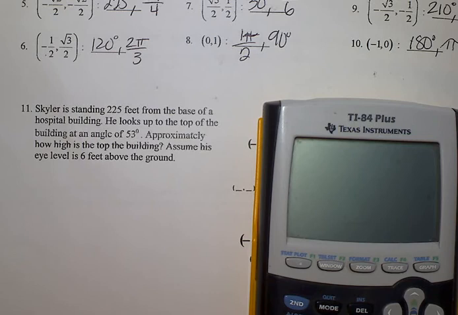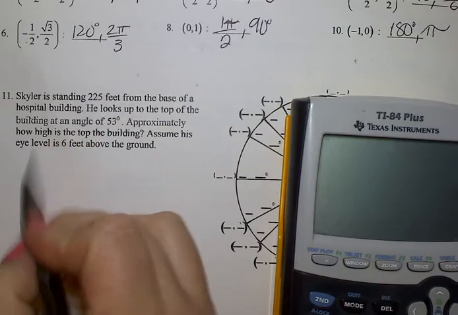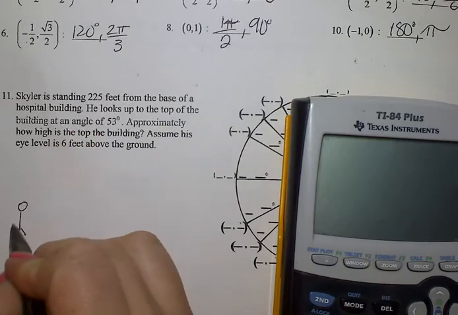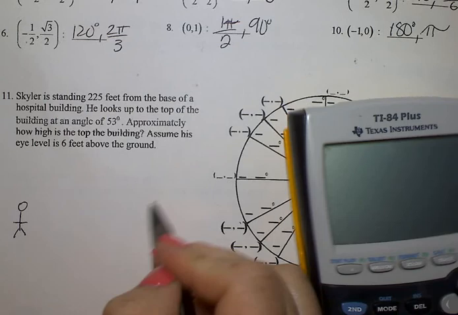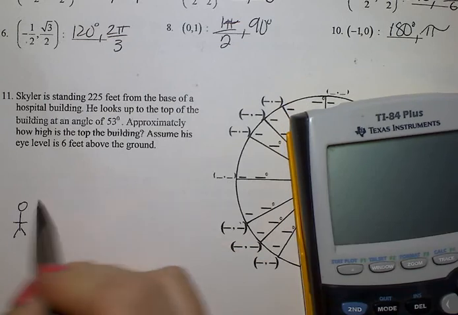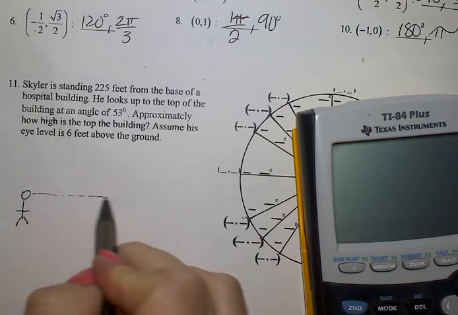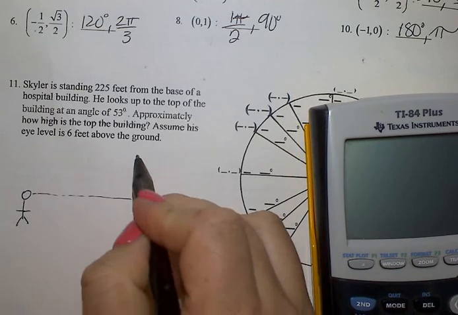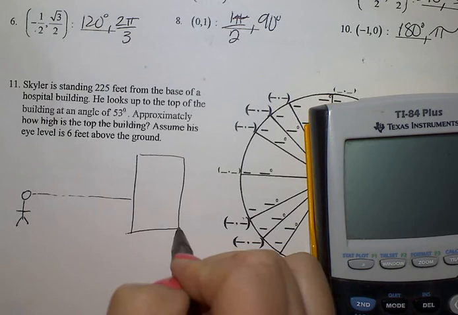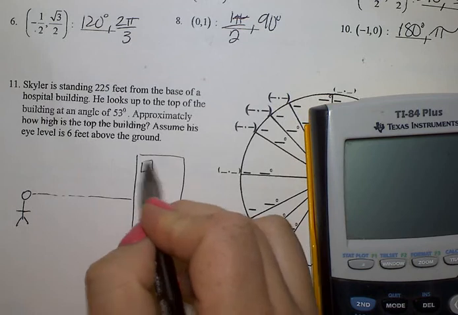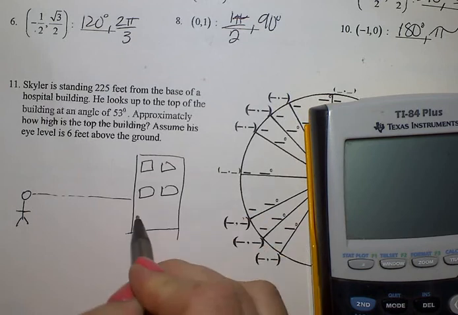No. Okay, so let me draw a very rough sketch. So here's Skylar. He's tall. Chris, how tall are you? 6'2"? 6'2", yes. So this is like Skylar, okay? And going to this building, this is the hospital. He has a really long neck. You're just upset you're not Skylar's height.